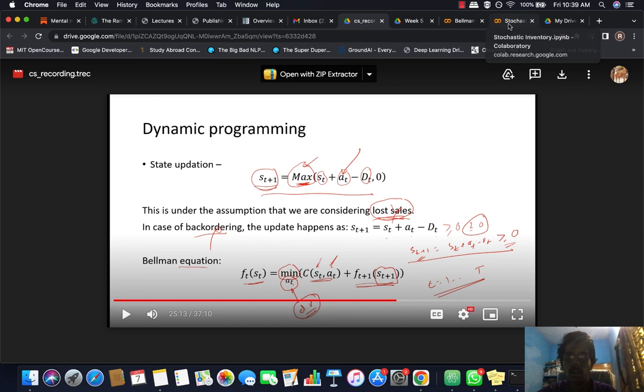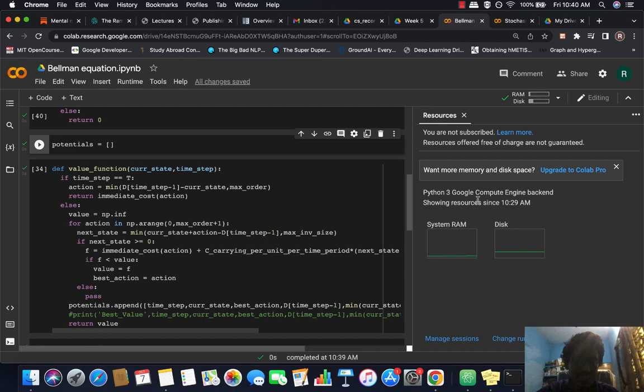So let's see, what does the value function take as an input? The value function takes the current state and the time step as presented in the slides. And what does it do? If it's the final state, it only returns the immediate cost, because after that the entire process is complete and we need not hold any future inventory, so there is no requirement of placing an order after the last time step t equal to capital T.